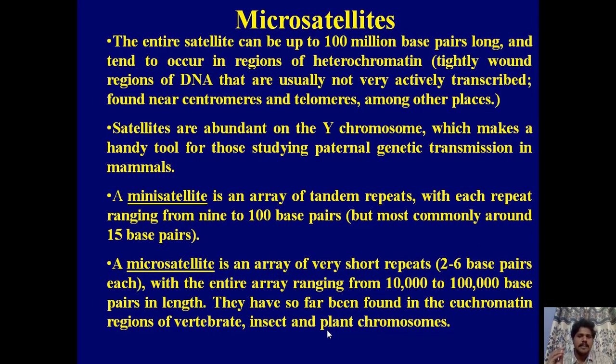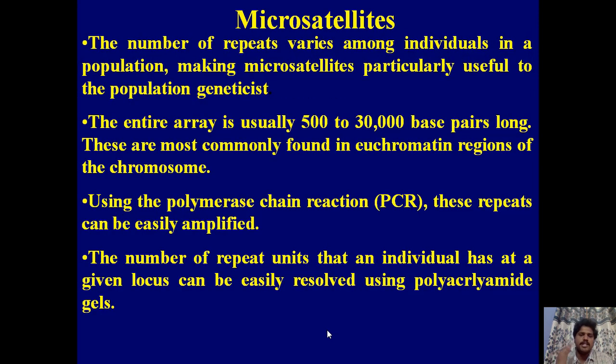A minisatellite is an array of tandem repeats with each repeat ranging from 9 to 100 base pairs, but most commonly around 15 base pairs. A microsatellite, on the other side, is an array of very short repeats, 2 to 6 base pairs each, with the entire array ranging from 10,000 to 1 lakh base pairs in length, and they have so far been found in the euchromatic regions of vertebrates, insects, and plant chromosomes. The number of repeats varies among the individuals in the population, making microsatellites particularly useful in population genetics.